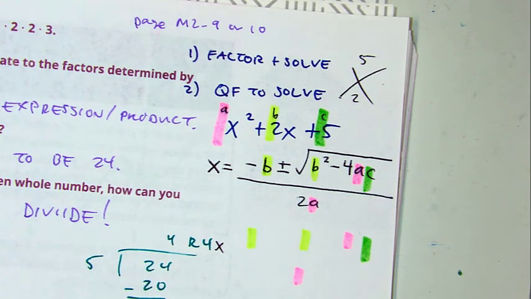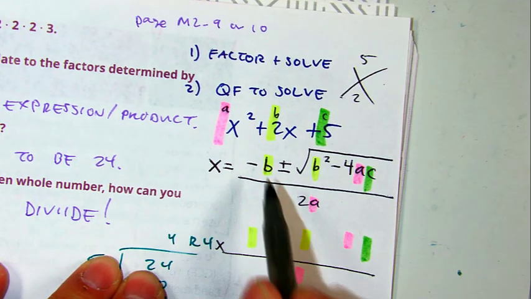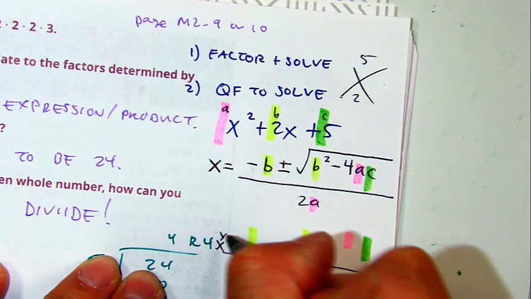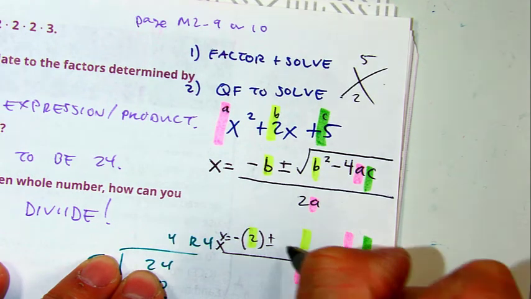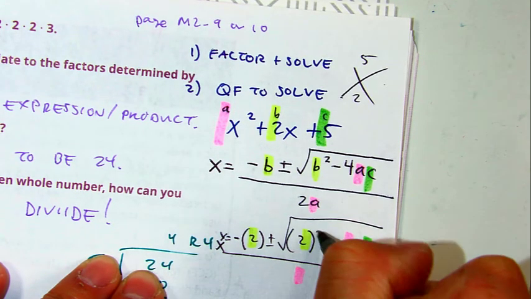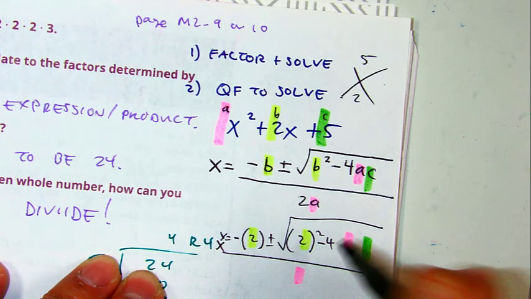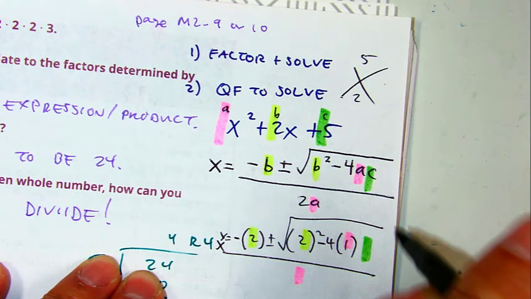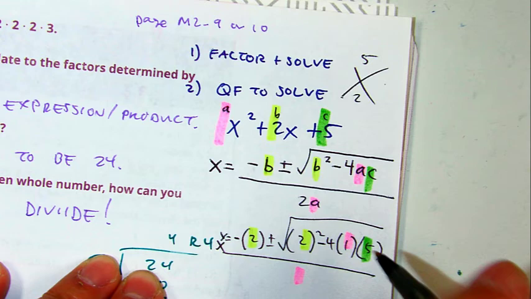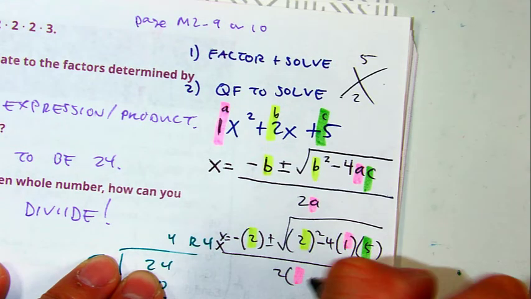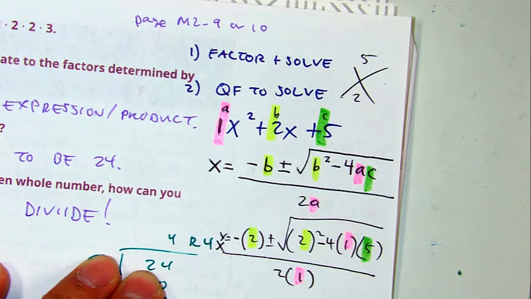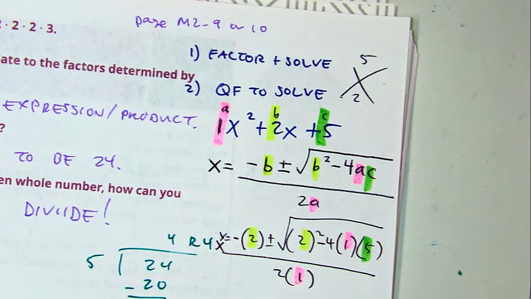Ariana, do the substitutions for us. What is your b value? 2. A value? 1. C value? 5. And our a value? 1. Let's go ahead and simplify this.